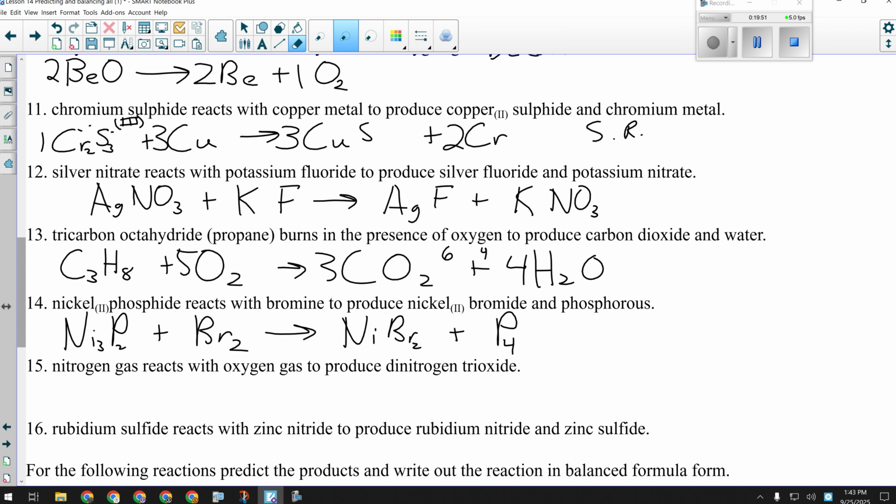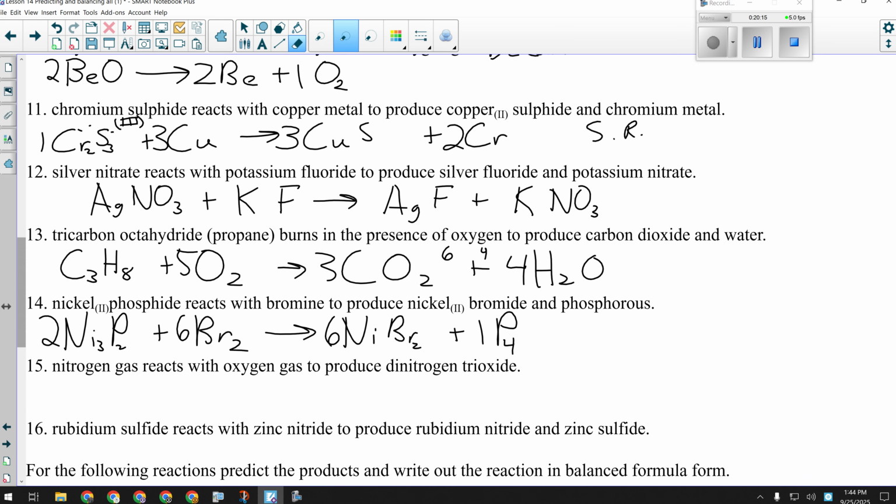Okay, biggest number is 4 for balancing, so we'll start with phosphorus. 4 in the products, now 4 in the reactants. That gives us 6 nickel, so I'll need a 6 there to balance the nickel. That gives me 12 bromines, so I'll also need a 6 there, and then that would be a 1.